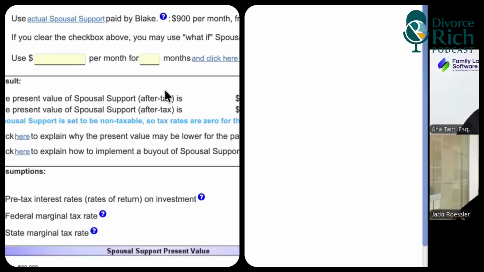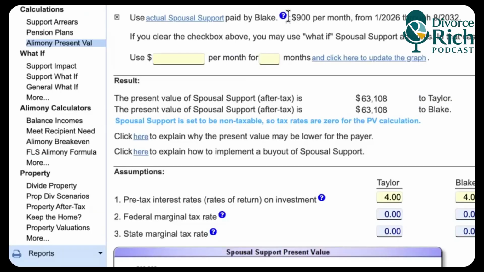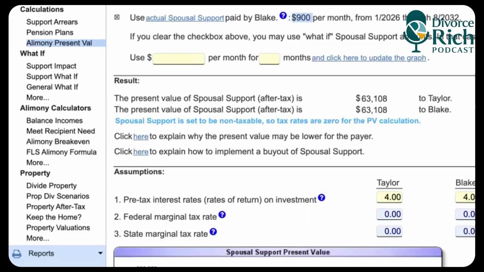All right, let me share my screen. So, let's see how this works. This is Family Law Software's alimony present value buyout calculator. The way the calculator initially works is if you use Family Law Software to calculate child support and you already used a spousal support number as part of that calculation, when you come to this screen, we assume you'd want to know what the present value would be if spousal support were $900 a month paid through this period. And the result is actually automatic. So we see what the present value of support is.